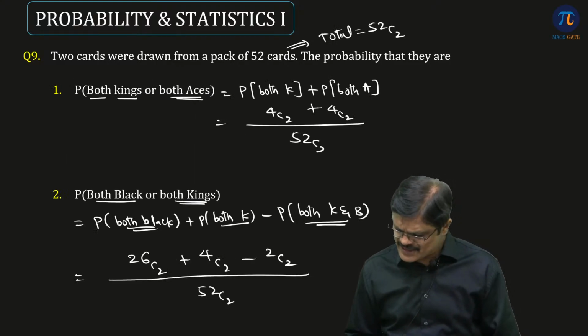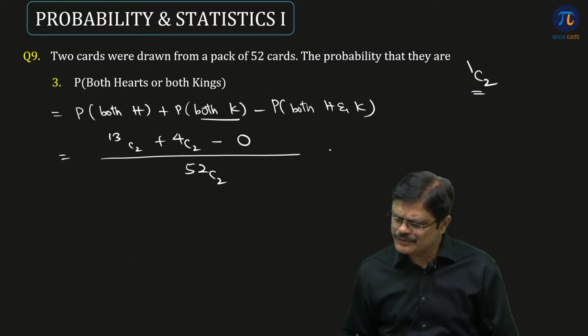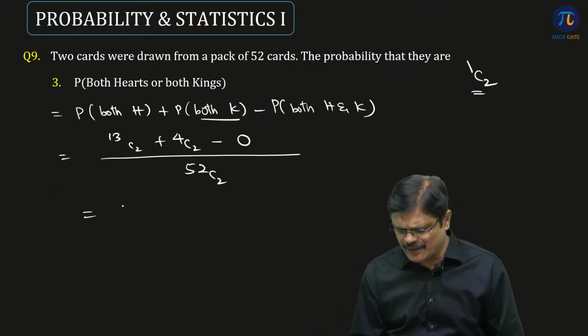So what is the answer for this, sir? It is 13C2 plus 4C2 over 52C2. Right, this is the answer. You can simplify to get the required answer.